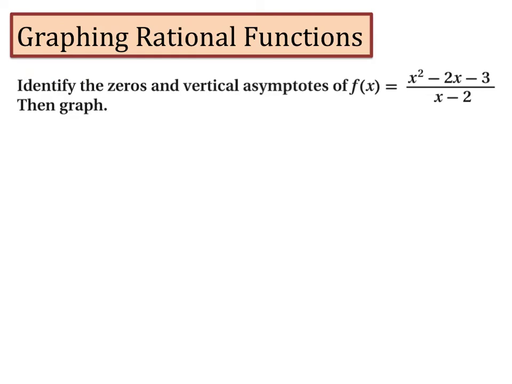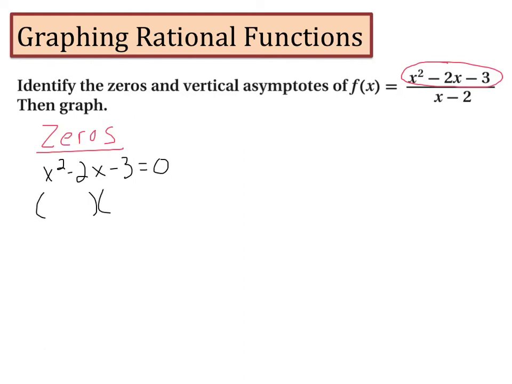So now let's find the zeros and the vertical asymptotes of the function x squared minus 2x minus 3 over x minus 2. So let's find the zeros first. To find the zeros, I have to take this top function and equal it to 0. So I have x squared minus 2x minus 3 equals 0. I have to factor this to solve this, so I know I need x's here and here. I need a 3 and a 1. My 3 needs to be negative, my 1 needs to be positive. So my two zeros are x equals 3 and x equals negative 1. Now I have to find my vertical asymptote.